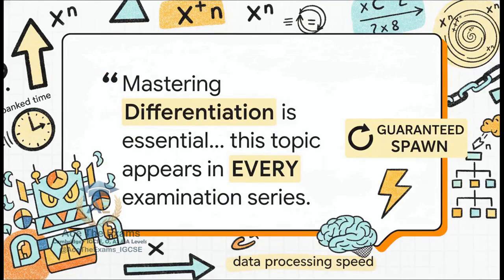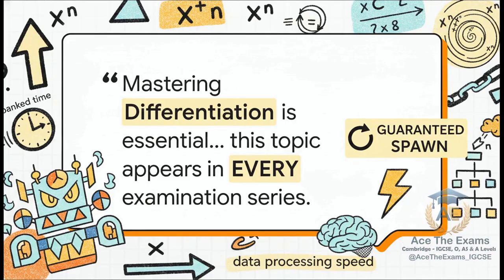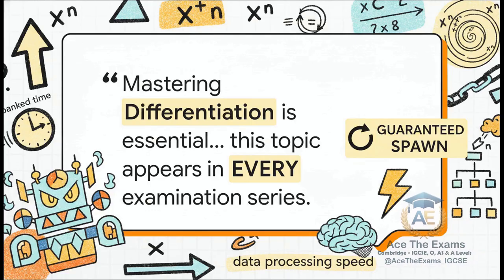Look at this patch note straight from the developers. And by developers, I mean the principal examiners. These state explicitly that mastering differentiation, specifically the derivative of x to the power of n and the chain rule, is absolutely essential because it appears in every examination series. Listen to me. This isn't a random number generator situation. This isn't a topic that might spawn if you're unlucky. It is a guaranteed fixture on the map.